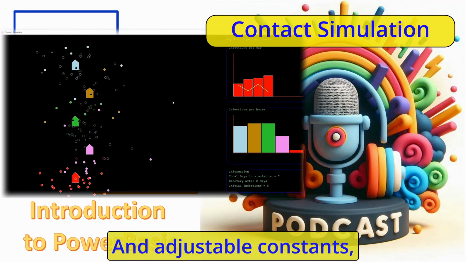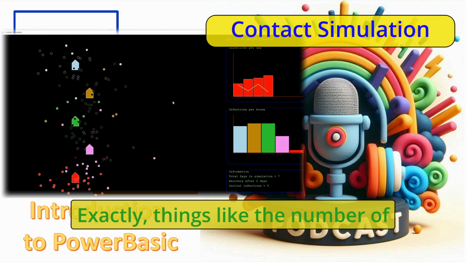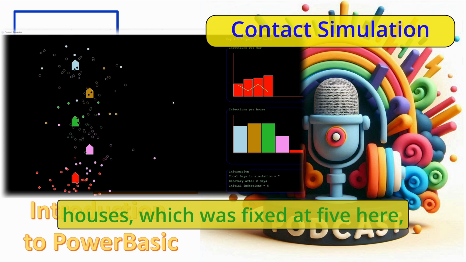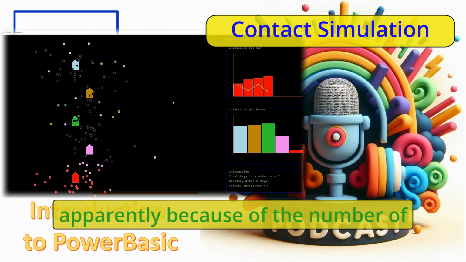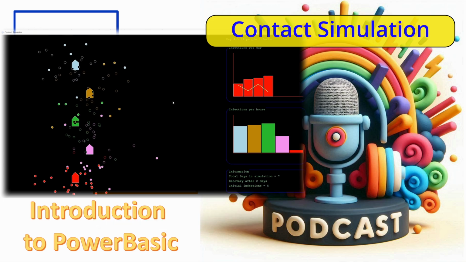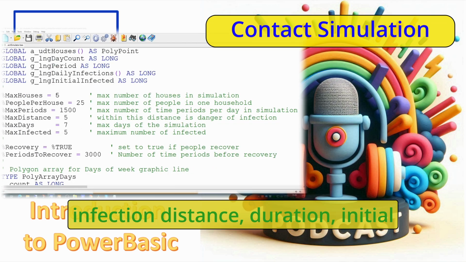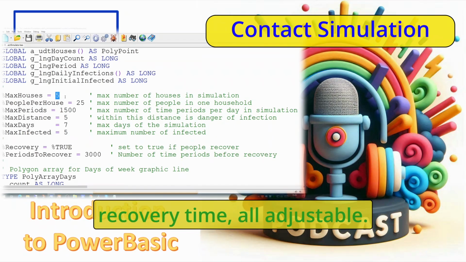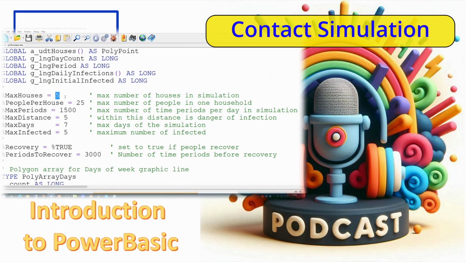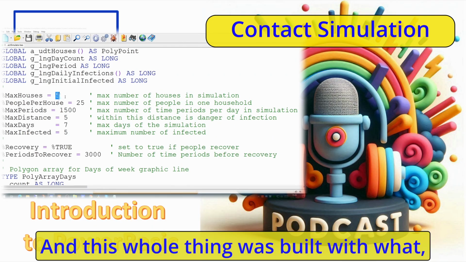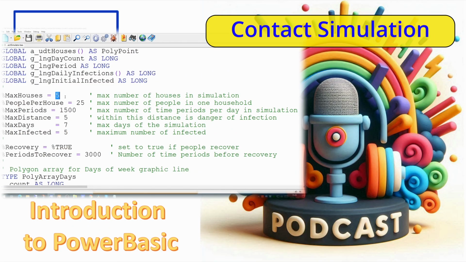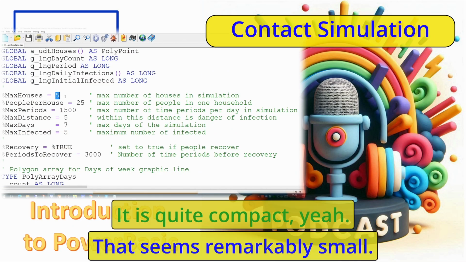And adjustable constants. Those were the things they tweaked. Exactly. Things like the number of houses, which was fixed at 5 here, apparently because of the number of colors they used, a practical limit. But also people per house, simulation speed, infection distance, duration, initial infected count, recovery time, all adjustable. And this whole thing was built with, what, about 500 lines of code? That seems remarkably small. It is quite compact, yeah.